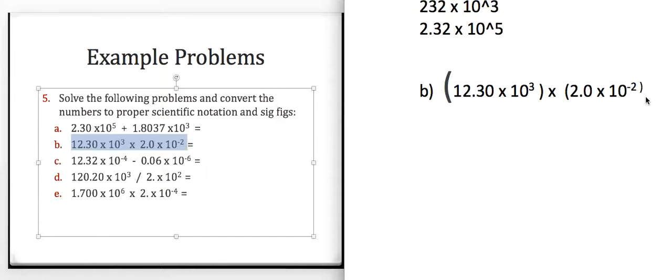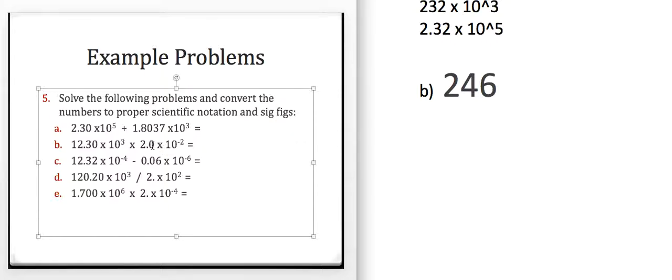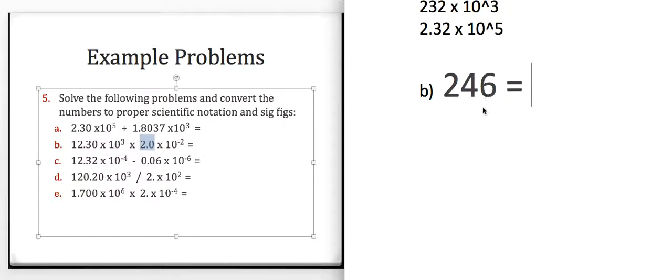So when I put this in here, my calculator says the answer is 246. So let's go over here. Since this is multiplication and division, I just have to go by the least number of sig figs. This number has 4. This number has 2. This has to then reduce to 2 sig figs. That 6 rounds that 4 up, so this becomes 250.